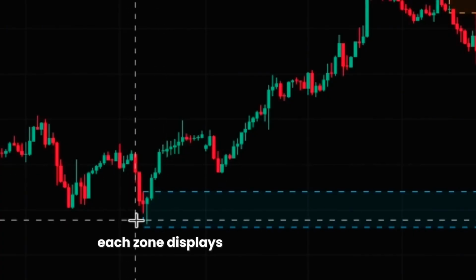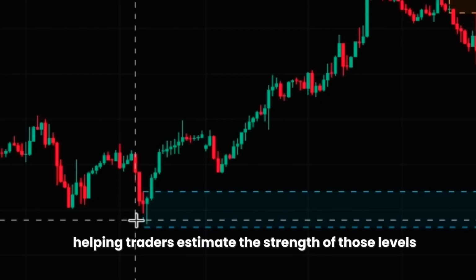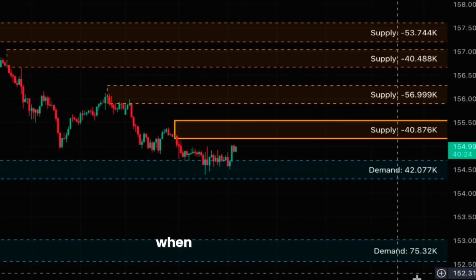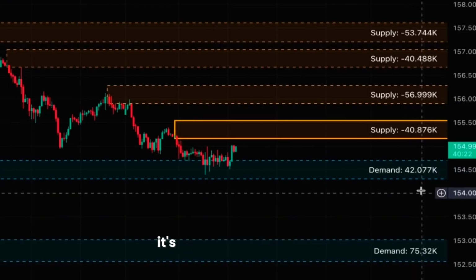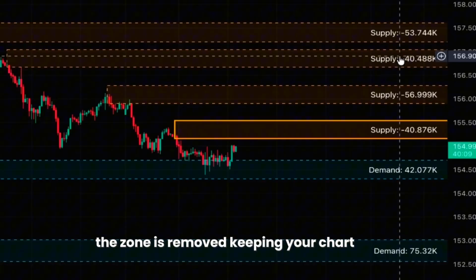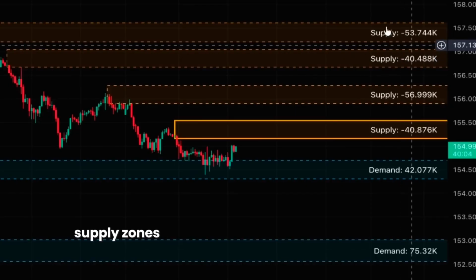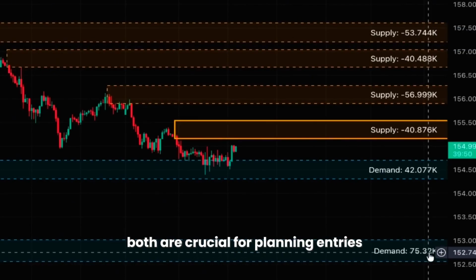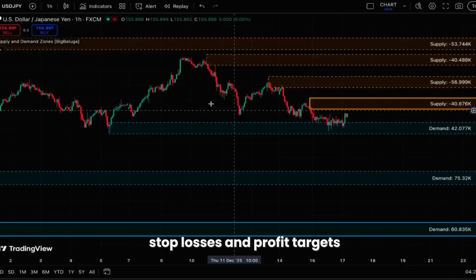Each zone displays bullish or bearish volume, helping traders estimate the strength of those levels. The higher the volume, the stronger the possible imbalance. When a price retests a zone, it's shown by a dashed line. If it breaks and moves beyond it, the zone is removed, keeping your chart clean. Supply zones act as resistance, while demand zones function as support. Both are crucial for planning entries, stop losses, and profit targets.